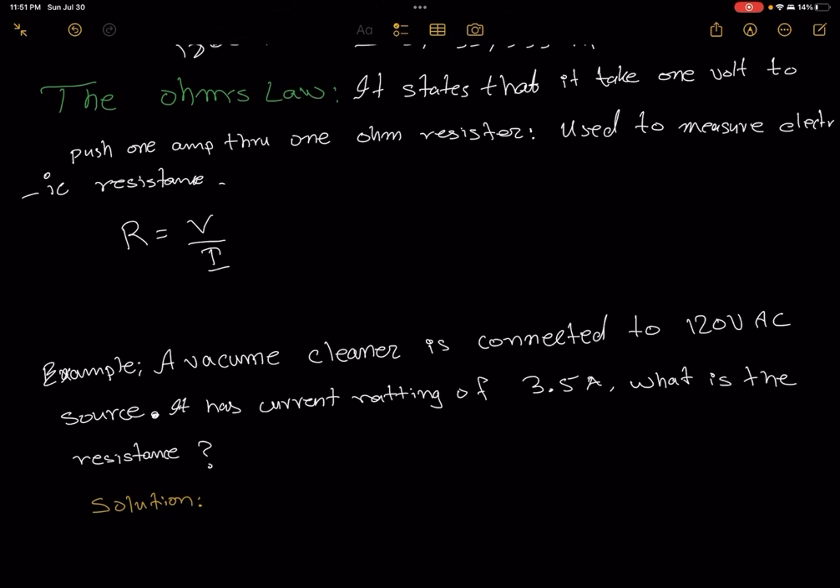Ohm's law states that it takes 1 volt to push 1 amp through a 1 ohm resistor. Ohms are used to measure electric resistance, and there is one more use for that, which is voltage dividing.